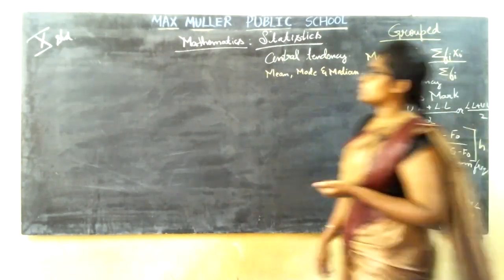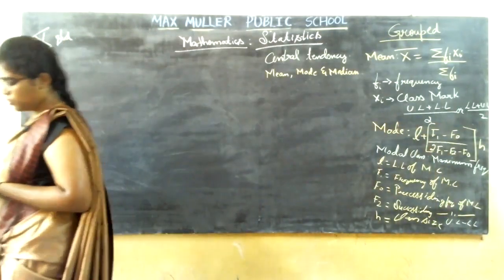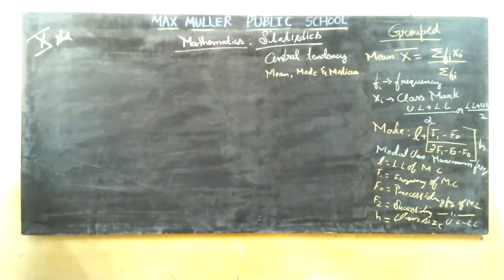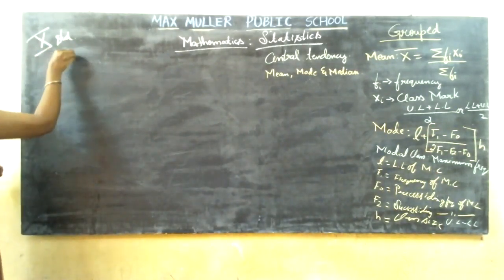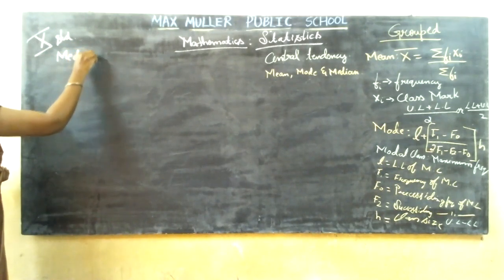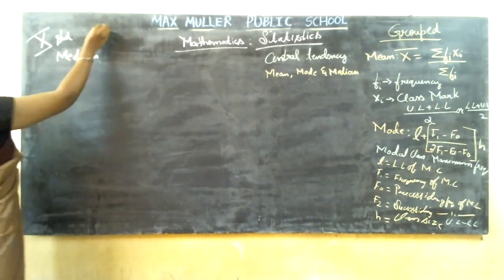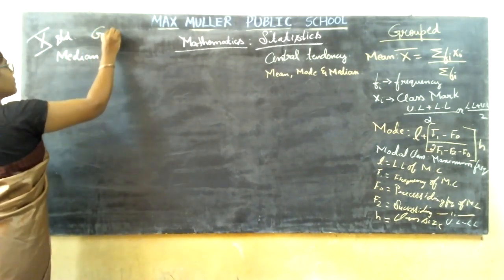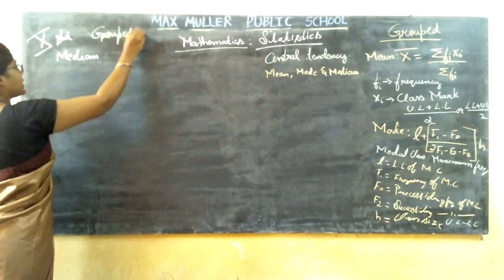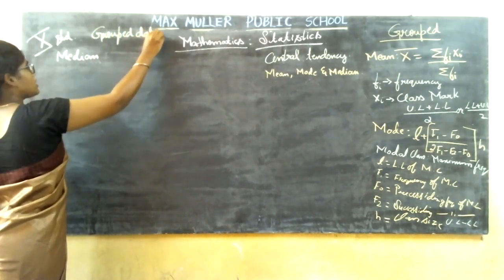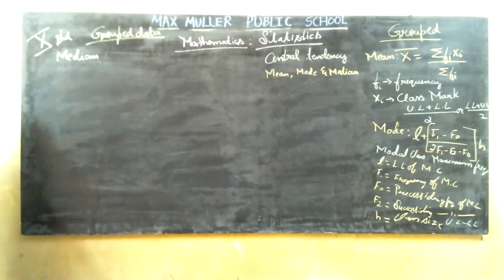Now, let us go to the median for a group data. How are you going to find the median for a group data? Correct? What is the condition to find the median for a group data?